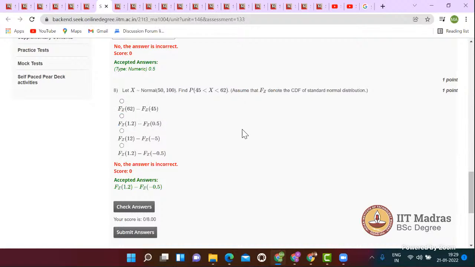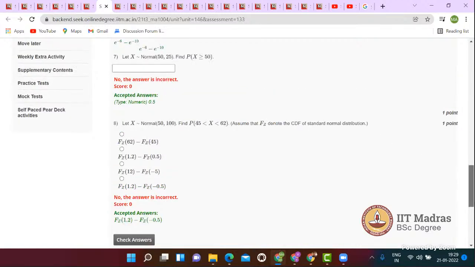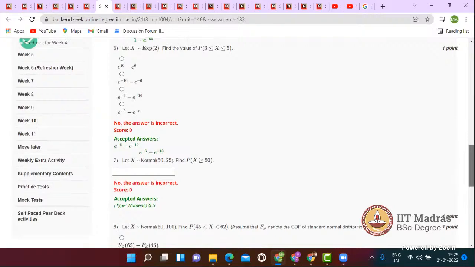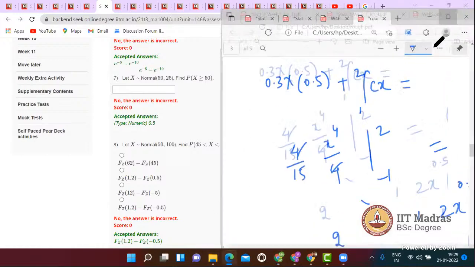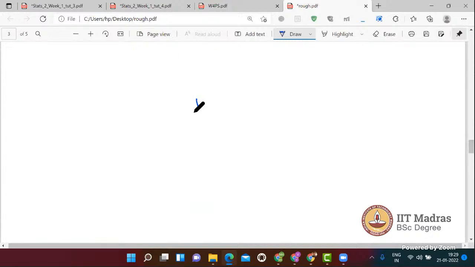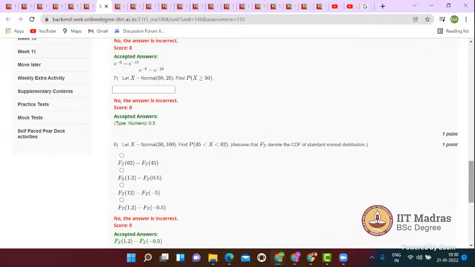So now, no issue with this. Sir, one question in that: the formula 1 upon sigma under root 2 pi into e to the power minus x minus mu whole square upon 2 sigma square, do we have to remember it? Yes, you have to remember it. After writing 2-3 times, you'll be able to remember that. Okay, we have to remember.